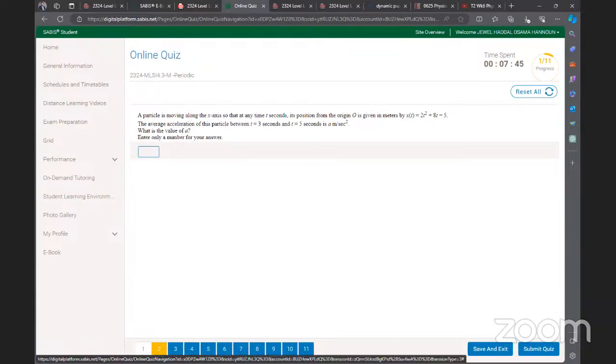The particle is moving on the x-axis, at the origin. Okay, so this is the equation of displacement. The average acceleration. Okay, in order to get the average acceleration, first you have to differentiate the displacement equation. 4t plus 8. So this is v. Now it has become a velocity equation.